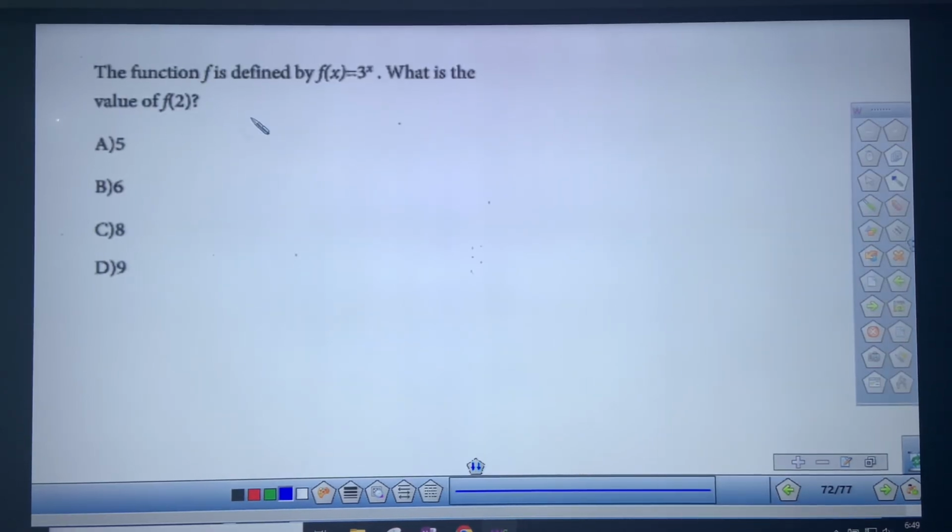What is the value of f of 2? So they want me to put a 2 in for x, so I'm just going to put a 2 in for x. That would be 3 squared, that would be 9.